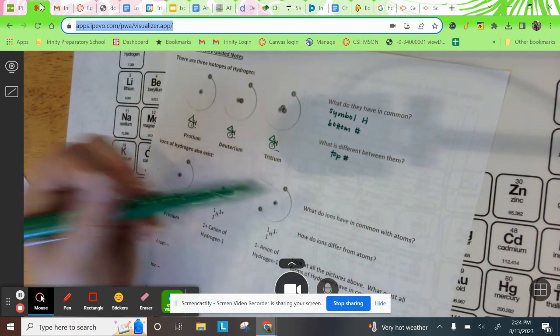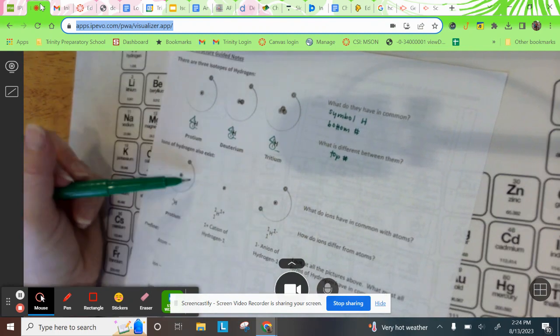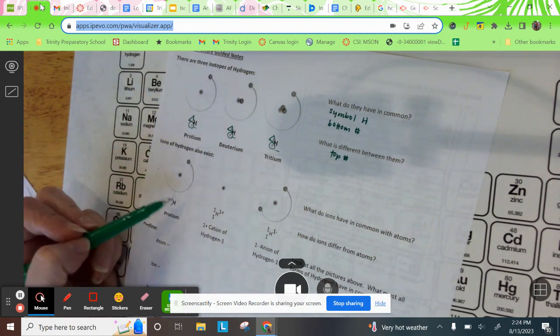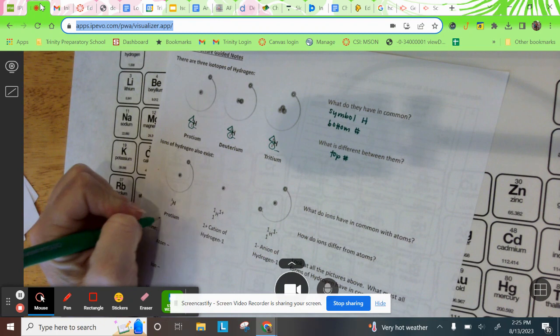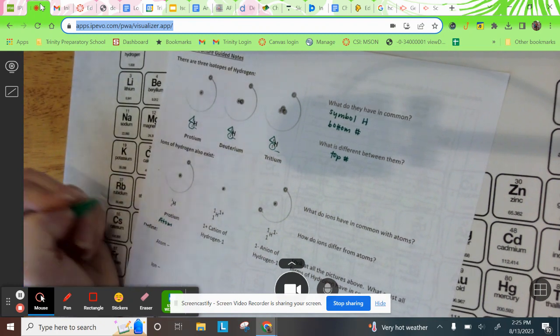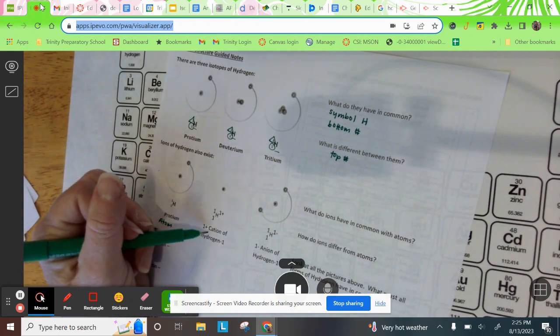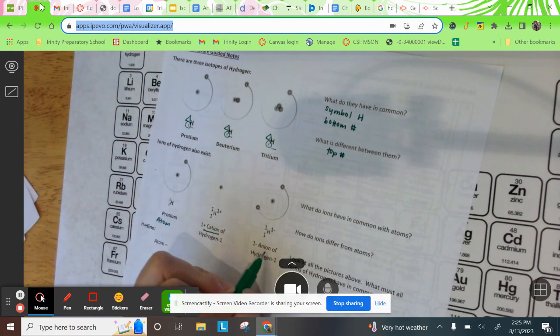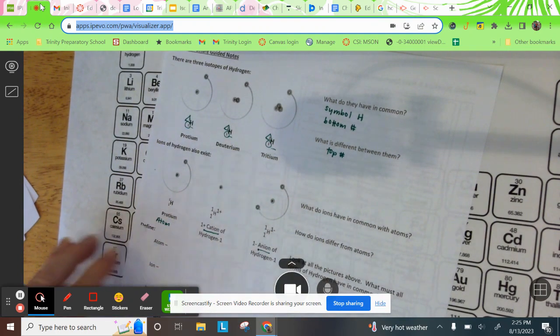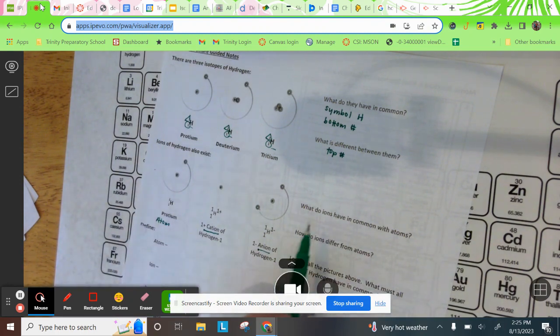So it says, what do the ions have in common? So these ones here are ions. Notice they have a plus or minus. This is the regular atom, so I'll put that here. And when it's a positive charge, it's called a cation. When it's a negative charge, it's called an anion. Just something to remember.